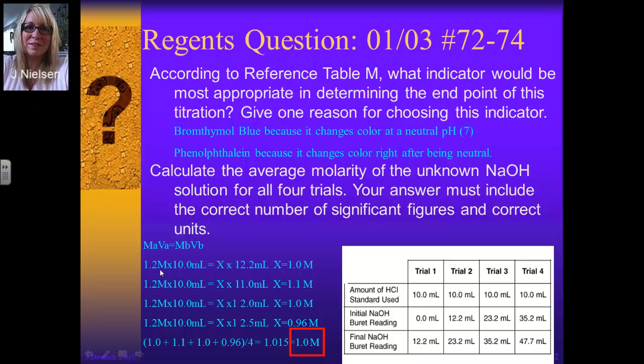So you can see here in trial 1, 12.2 minus 0 is 12.2. Then 23.2 minus 12.2 is 11. In trial 2, we already figured trial 3 was 12. And in the last one, 47.7 minus 35.2 was 12.5. They got all the molarities, all 4, added them up, and divided by 4.